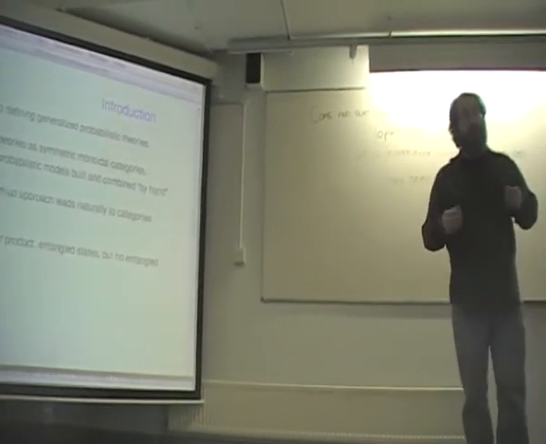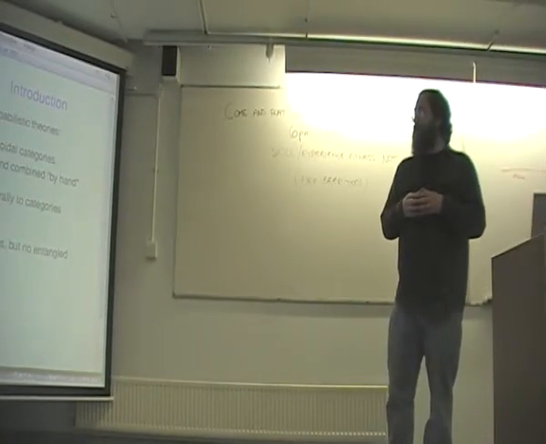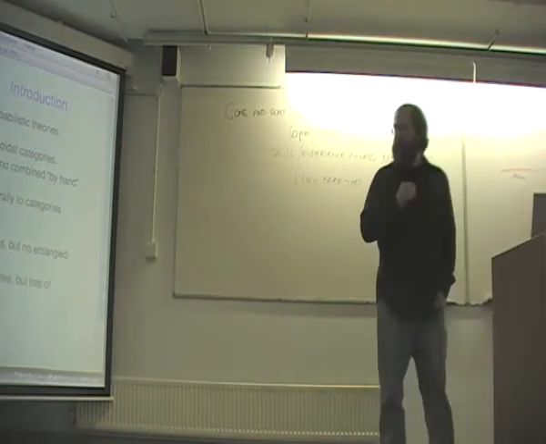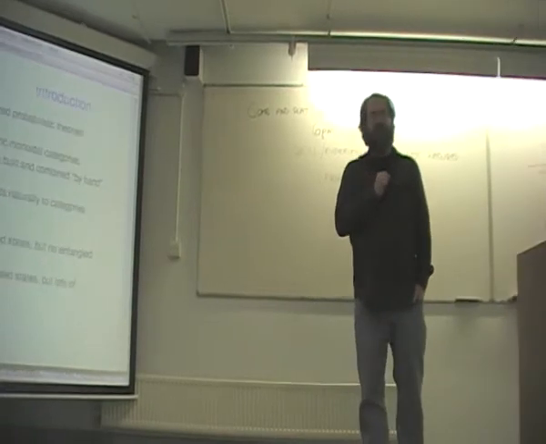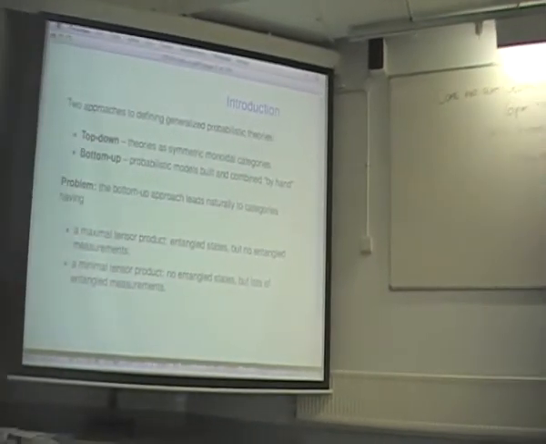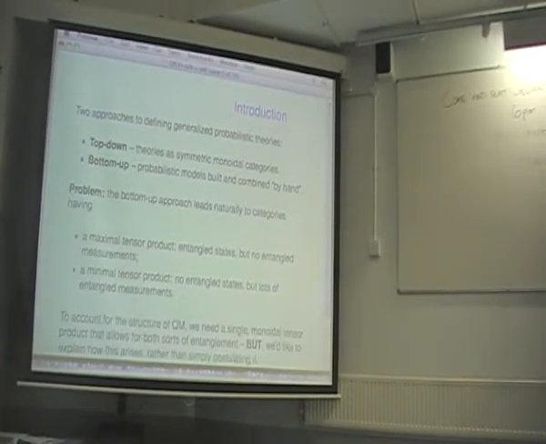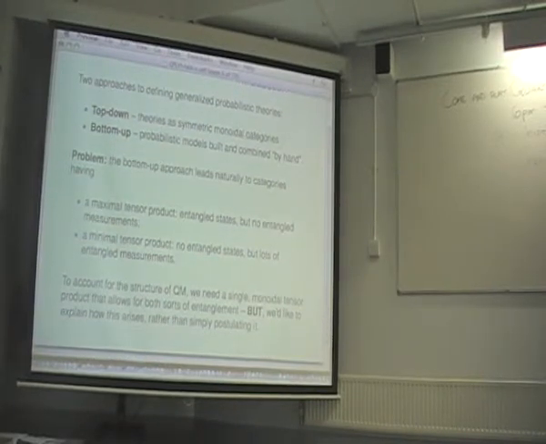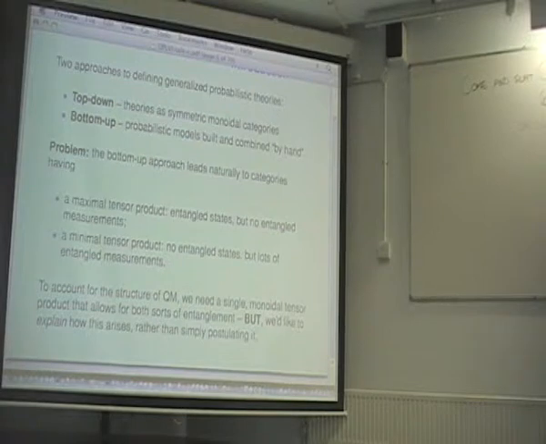There's a kind of maximal tensor product, which allows for entangled states between separated systems, but doesn't allow for any entangled measurements. And there's a minimal tensor product that allows for no entangled states at all, states in that product are separable, but it allows for lots of entangled measurements. So, okay, that's still interesting, and one can do actually a lot with that, but if our goal is to account for the structure of quantum mechanics, then we'd like to have a single monoidal tensor product, a sort of canonical tensor product that's somehow in between these two, and that allows for both kinds of entanglement. That's what we'd like to get.